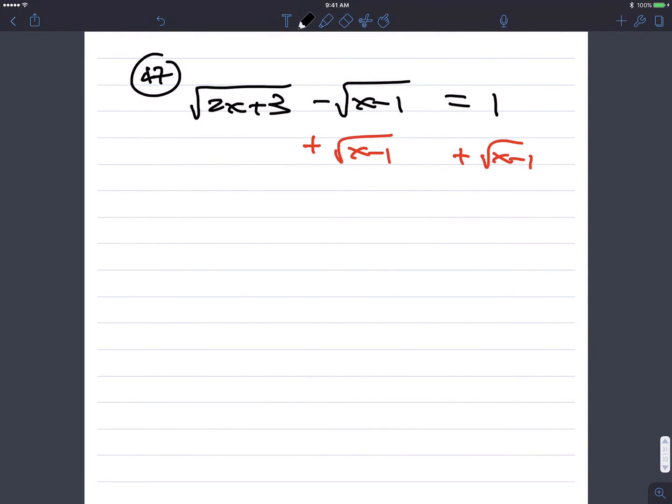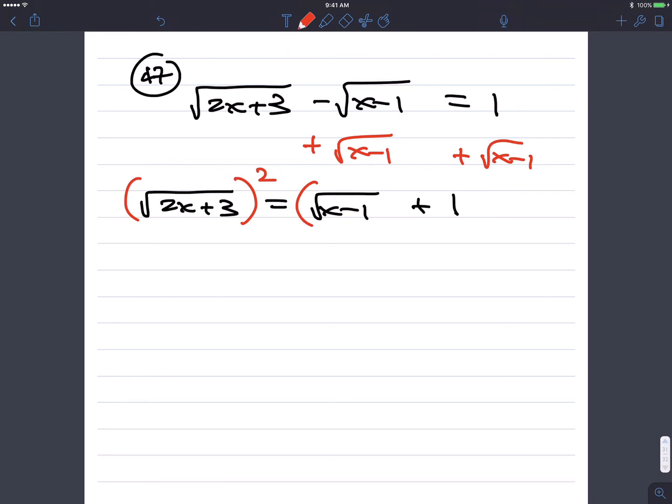And you're going to get now the square root of 2x plus 3 equal to the square root of x minus 1 plus 1. And again, we solve for this radical because in order to get rid of your radicals, you're going to have to square both sides. And as you guys can see on the right side again, we got FOIL.